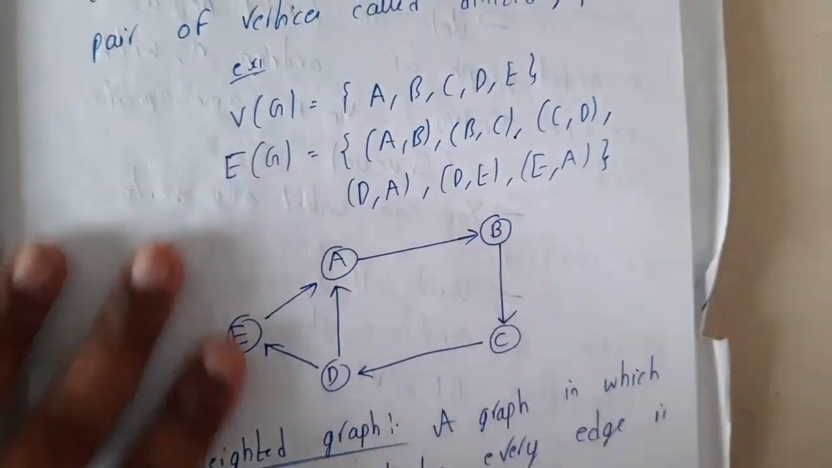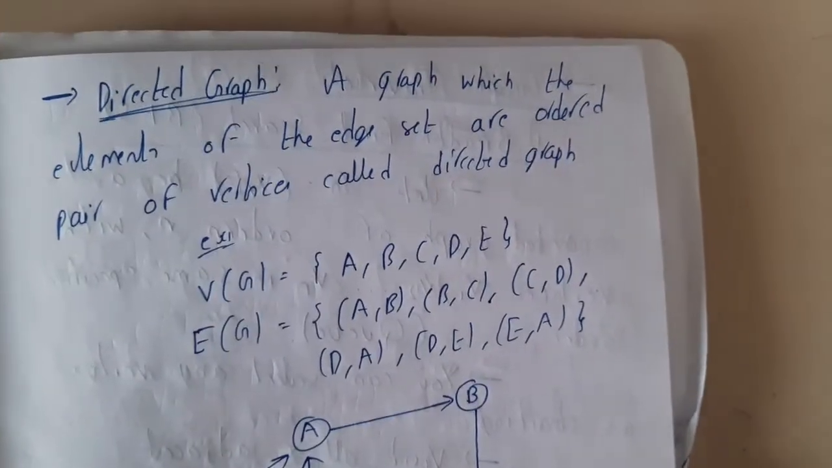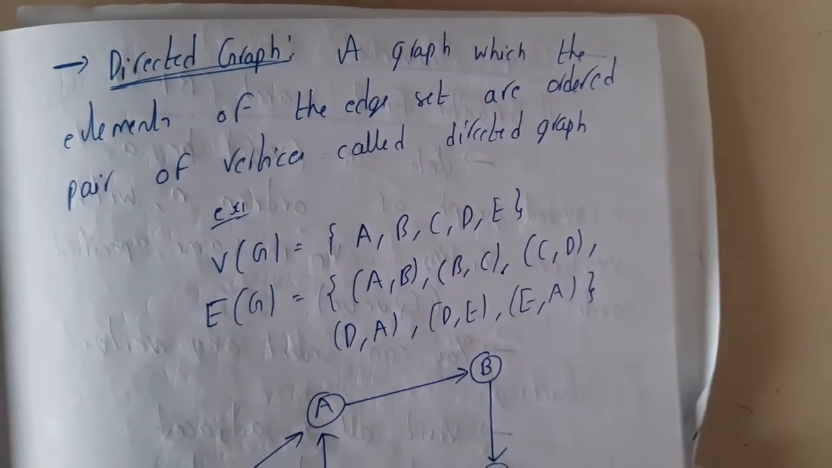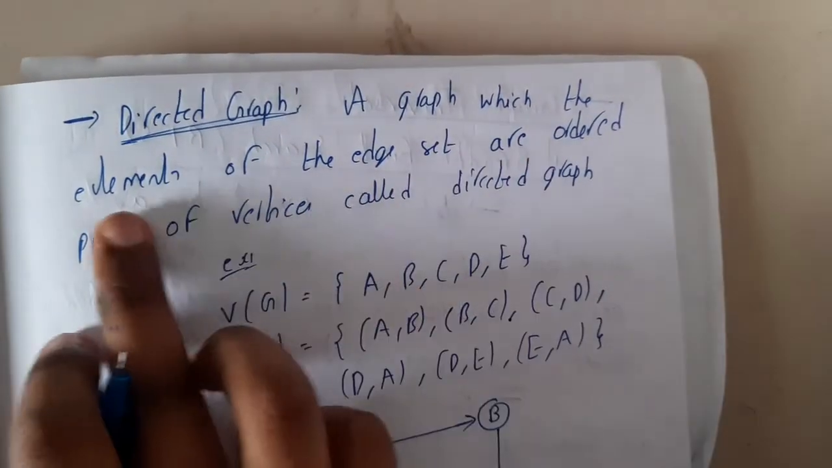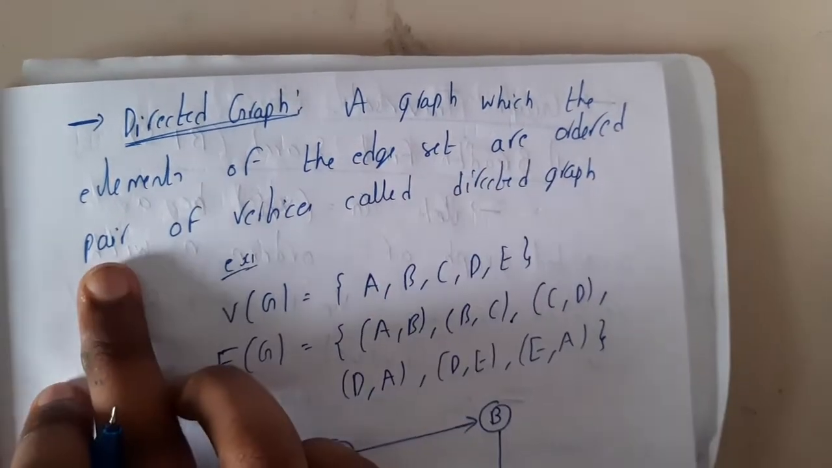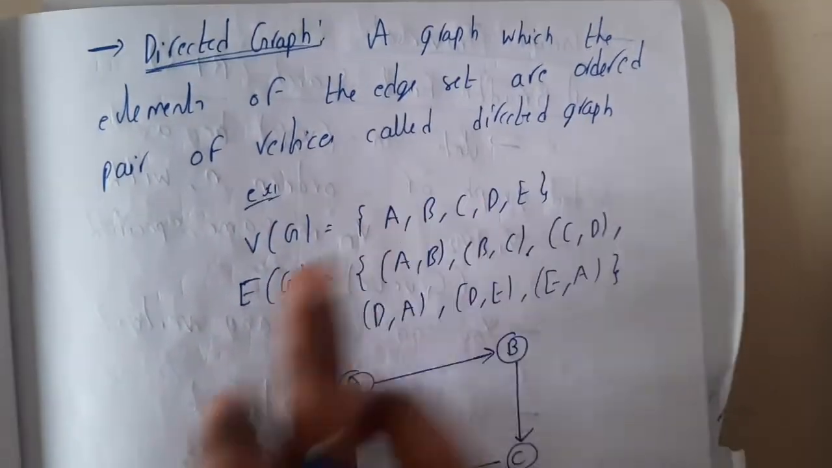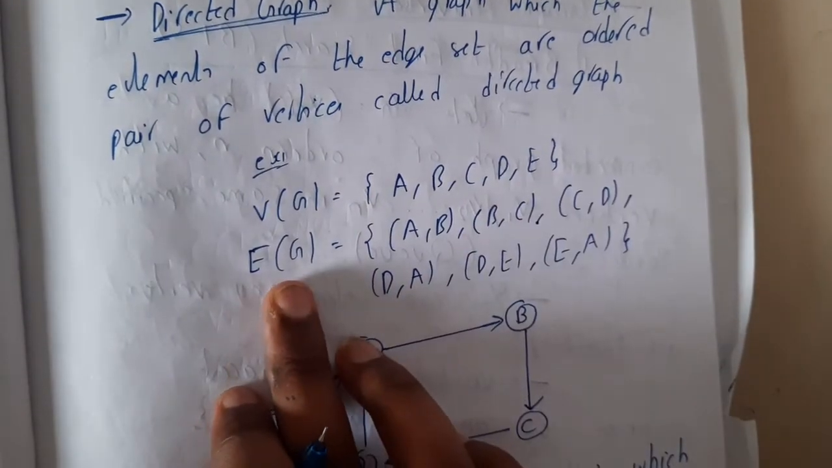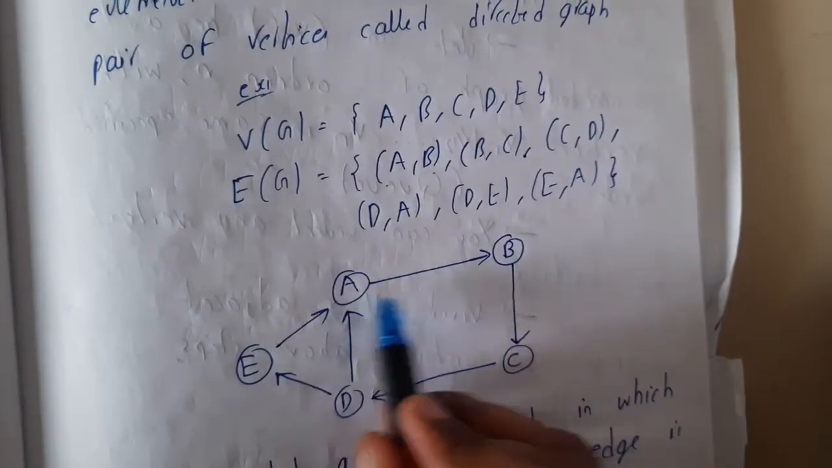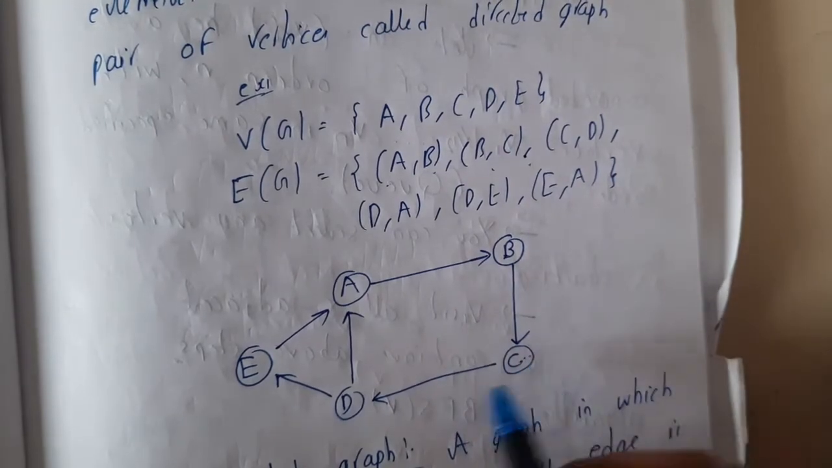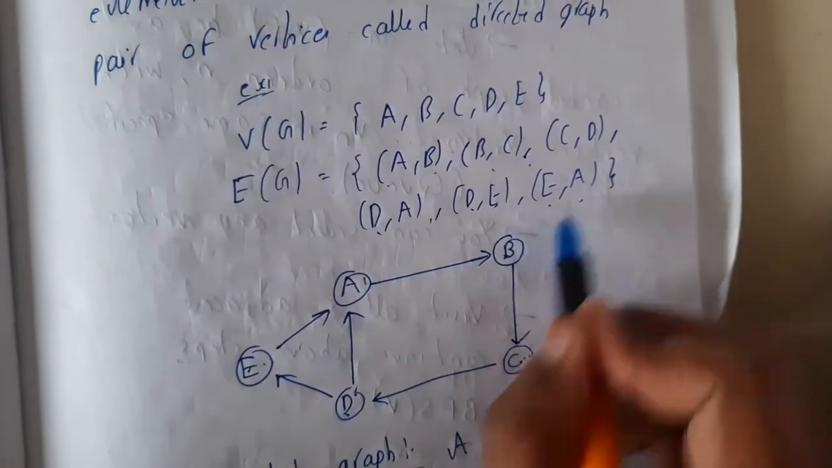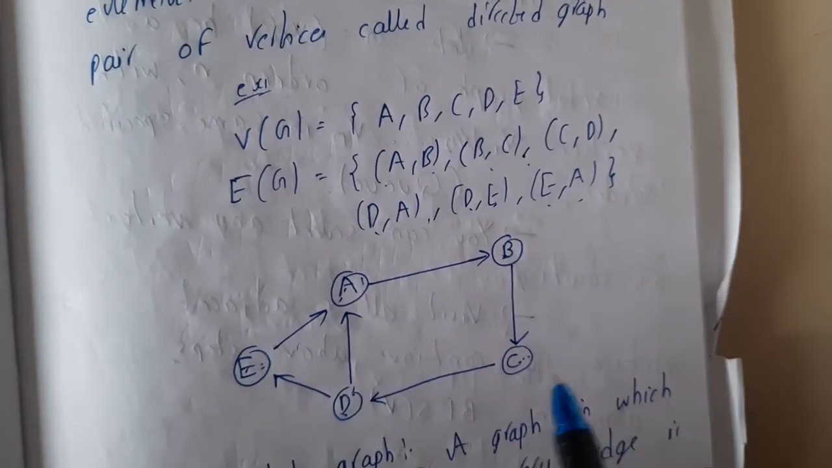Whereas in a directed graph, you will have particular ordered pairs of elements like A to B, B to C, C to D, in that way. A graph in which the elements of the edge set are ordered pairs of vertices is called a directed graph. V of G equals A, B, C, D, E, and the edges of the graph are AB, BC, CD, DA, DE, EA. There is a particular direction for each path. Those are nothing but directed graphs.